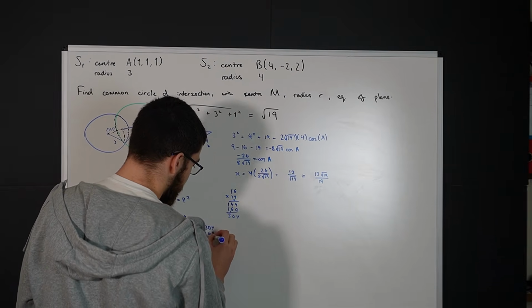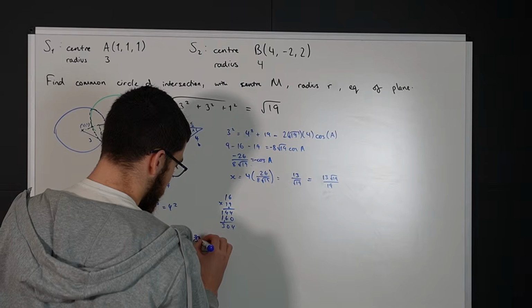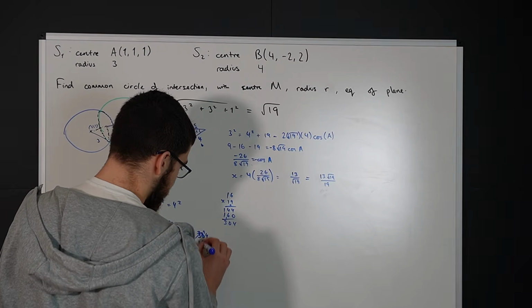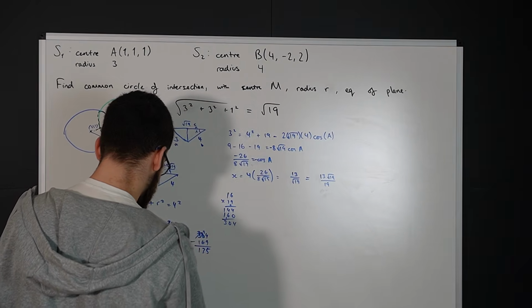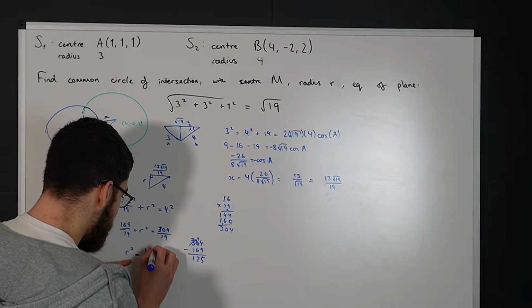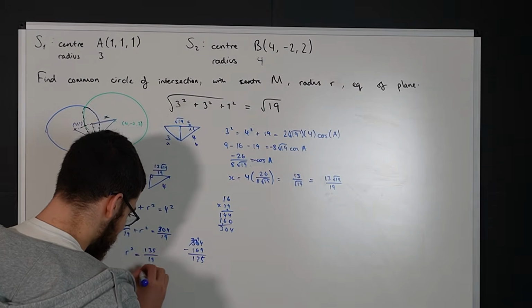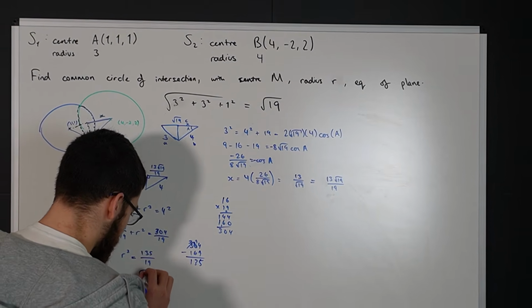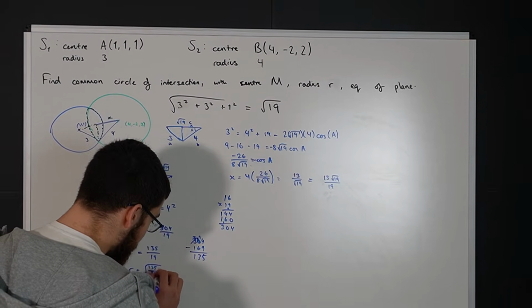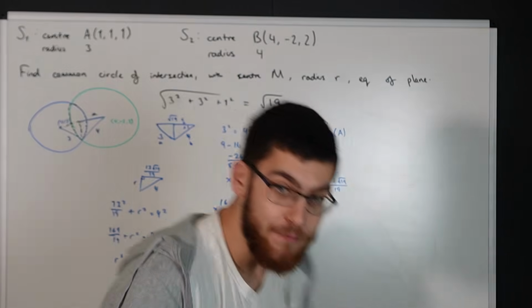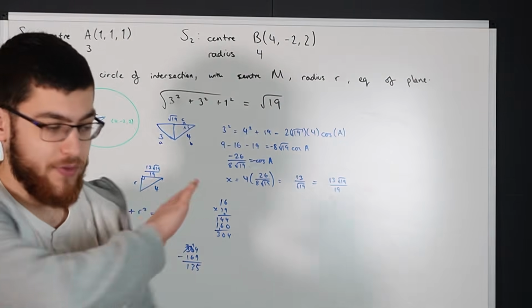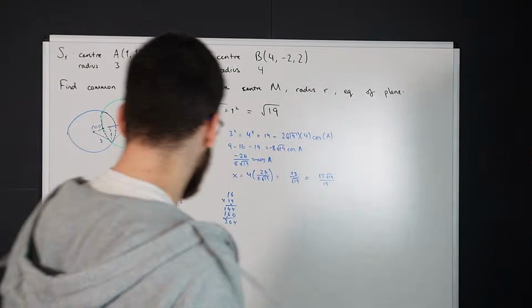So you've got 4 minus 9, can't do that, so it's 135. Okay, 135 over 19. Root that, we've got root of 135 over 19 should be our radius. And if it is, I'm going to consider this question done because I'm not going to go through all of that to find just the radius.